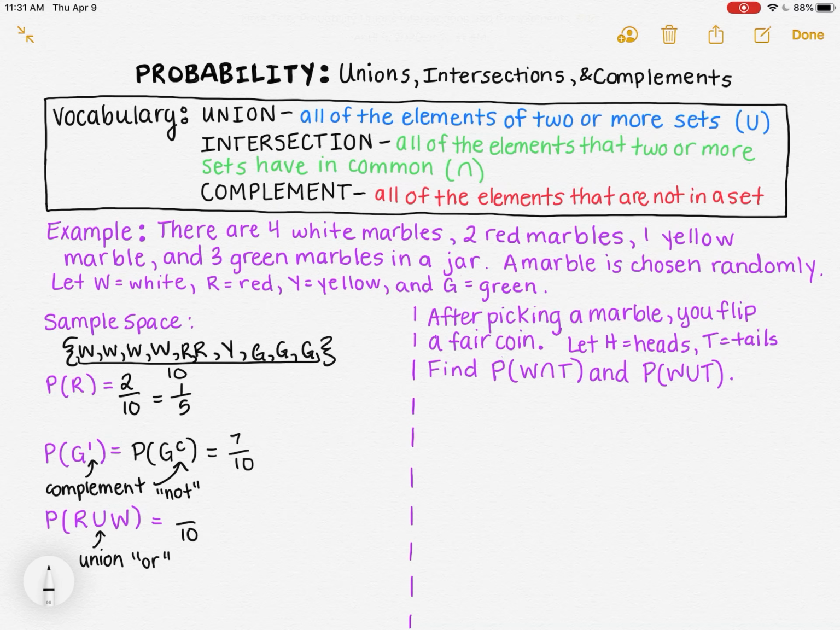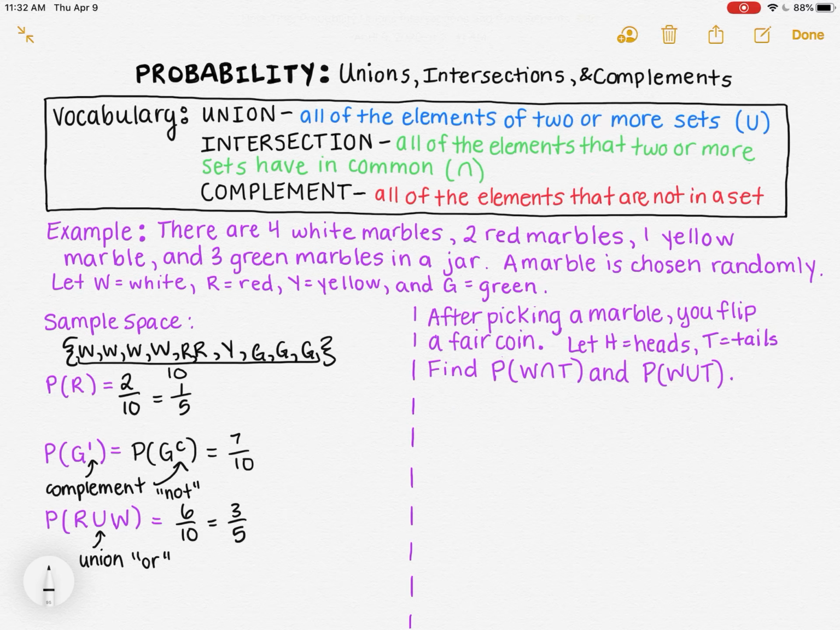So I still have 10 options. And I'm just going to add together the possibilities of picking a red and the possibilities of picking a white. So I have 4 white marbles and 2 red marbles. So the probability that I pick red or white is 6 out of 10, 4 white marbles plus 2 red marbles. So I can also simplify this to 3 out of 5. So the probability of picking red or white, or in other words, the union of picking red or white, is 3/5.